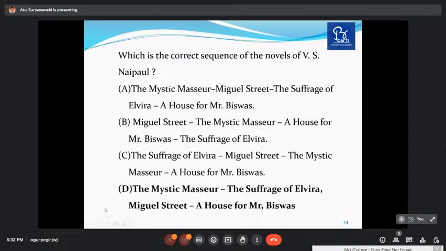And the D option is the correct one. The Mystic Masseur, The Suffrage of Elvira, then Miguel Street, A House for Mr. Biswas. This is the correct sequence of Vidyadhar Surajprasad Naipaul's novels, who is the recipient of the Nobel Prize in 2001 for his literary contribution.